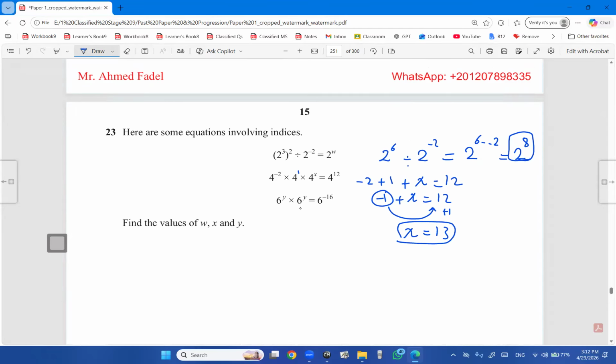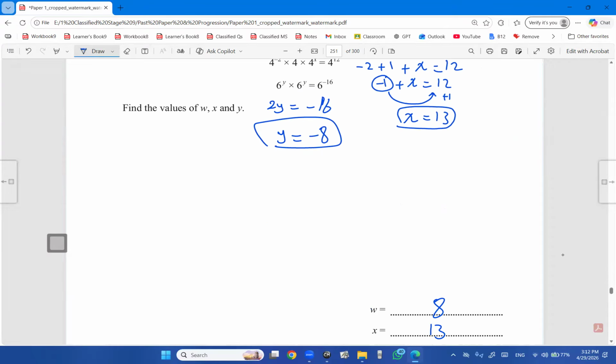The last question over here, they're saying to you that y plus y equals negative 16. You should notice and do it mentally that it's negative 8 plus negative 8, that gives you negative 16. But even if you don't notice that and you say 2y equals negative 16, and you send the 2 to the other side, division, then you should notice that y is negative 8.